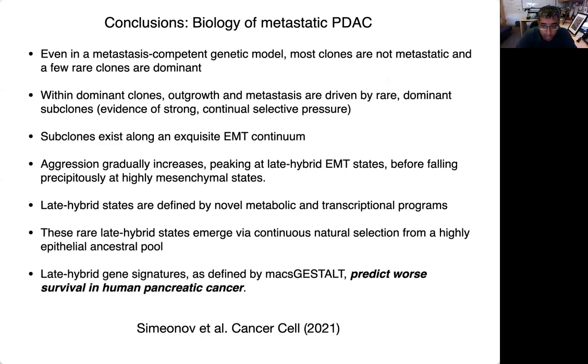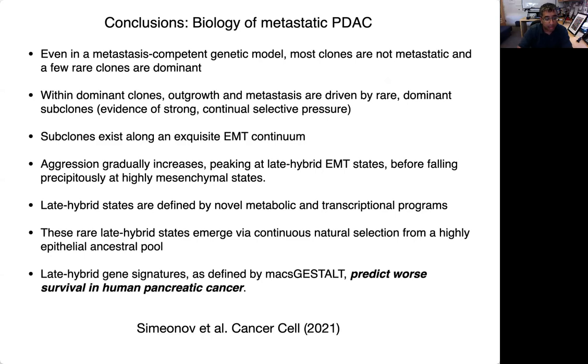So again, really fun story, and a pleasure to be involved with this work that again was really driven by Cayman Simonov, really remarkable young scientist. And if you want more details, it just came out in Cancer Cell pretty recently.